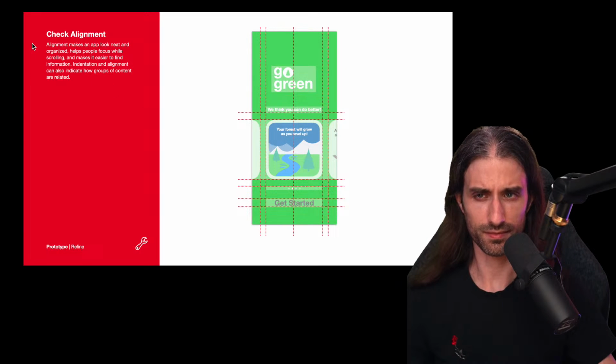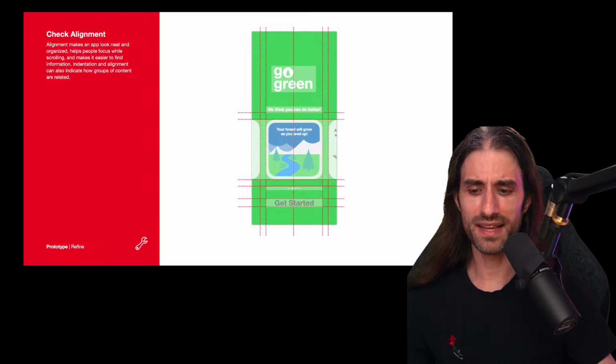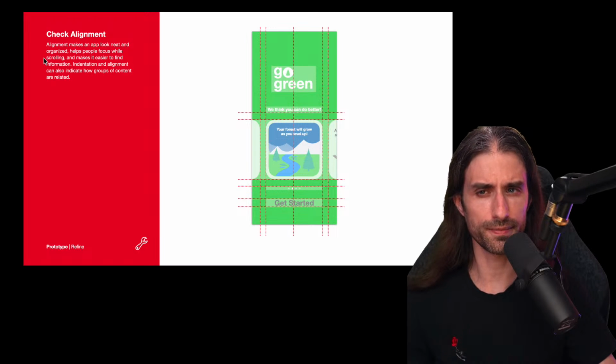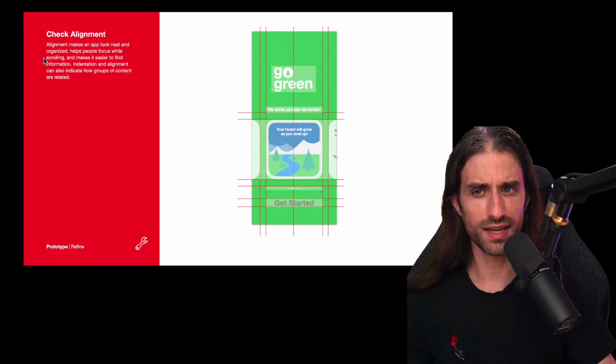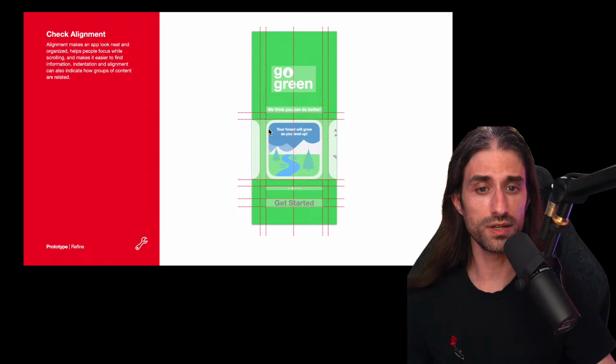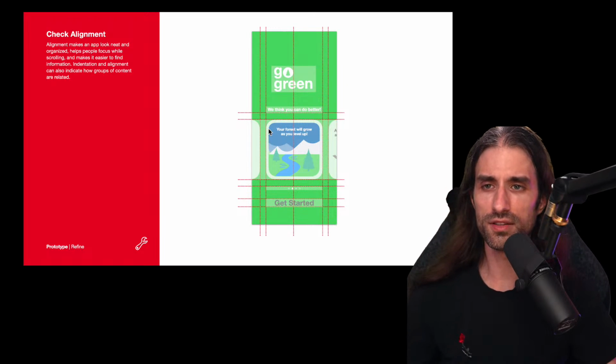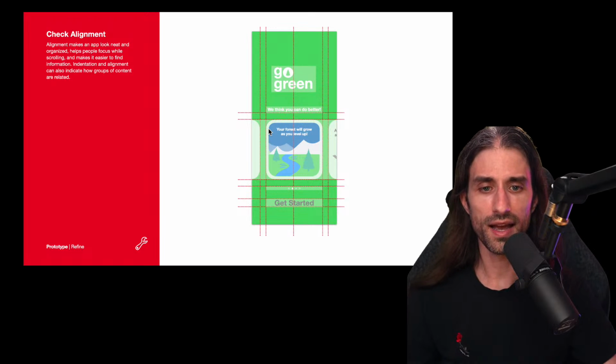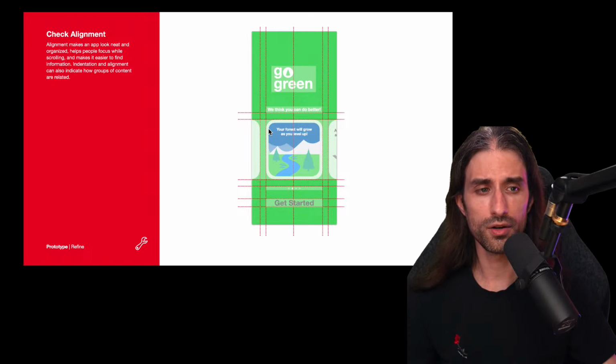So alignment makes an app look neat and organized, helps people focus while scrolling, and makes it easier to find information. Indentation and alignment can also indicate how groups of content are related. So the idea is that content should be aligned in a way that is visually pleasing, and by grouping elements together, you give a sense of hierarchy and structure to your screen.